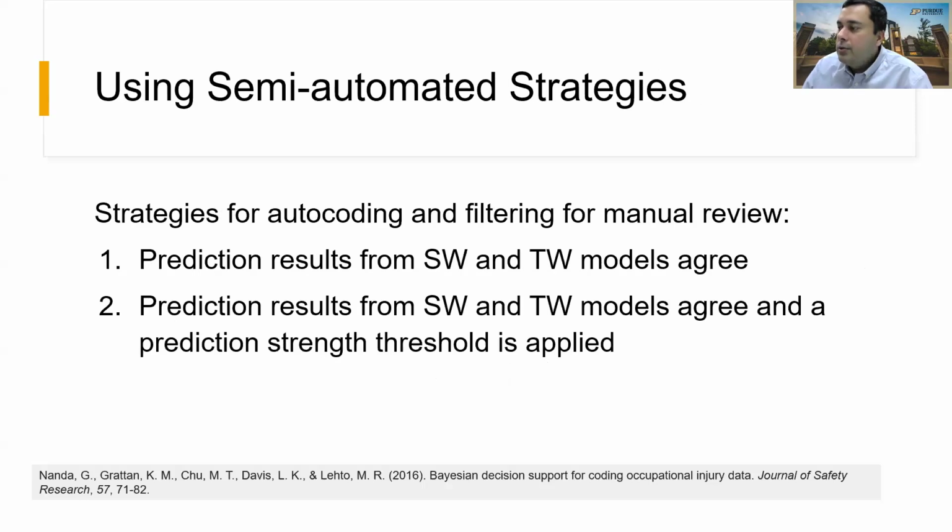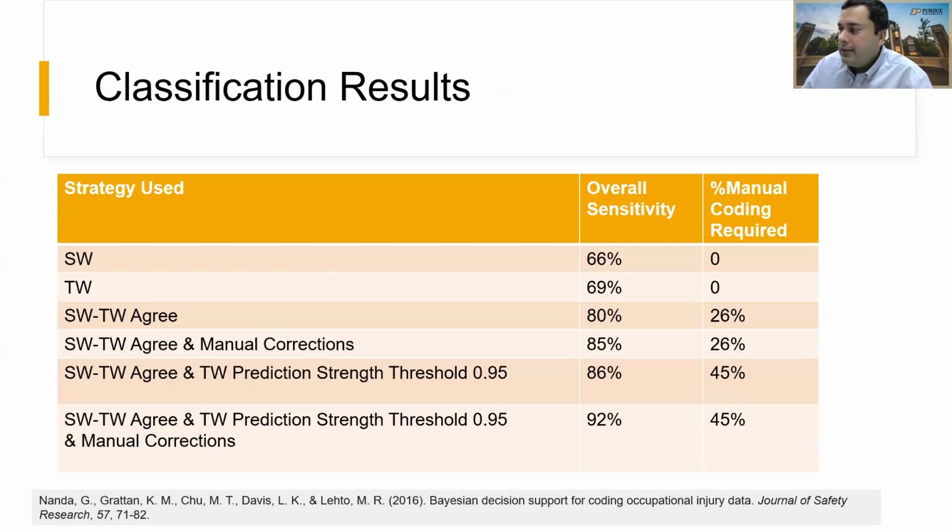Along with that, we used a prediction strength threshold. The naive Bayes model outputs the prediction along with the posterior probability that this prediction is going to be correct. For example, depending on the narrative, the prediction may be a fall, and the posterior probability is 80%. That means the model is 80% sure that it is a fall type of accident. That posterior probability could also be lower, say 35%, which indicates that the model is not very sure what the type of accident is, and there might be other types of injuries that are likely. So these are some of the classification results.